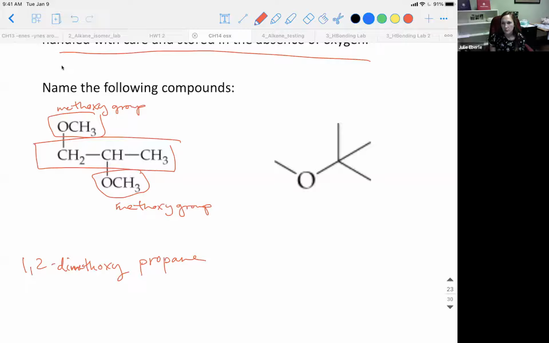You'll see that 1, 2. So we're calling this carbon 1, carbon 2, carbon 3.